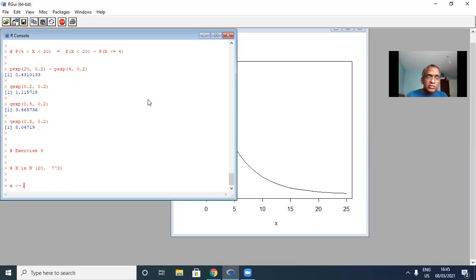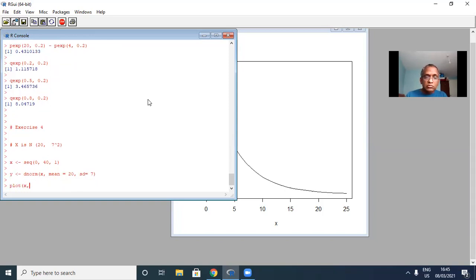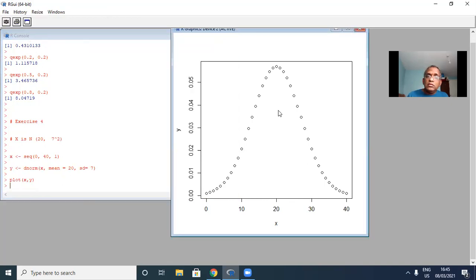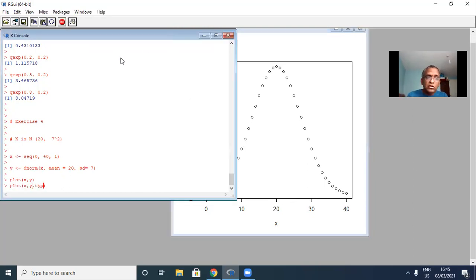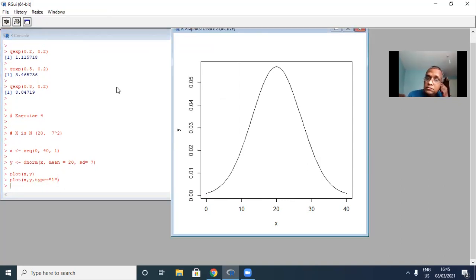So let's define X to be the sequence from 0 to 40 in steps of 1, let's say. And define Y to be the density of the normal distribution at X with parameter mean equal to 20 and standard deviation equal to 7. Then you plot x versus y. This is what you get. So this is the density, as you can see, it's the density of the normal distribution. You should put type equal to L. This is what you see, right?